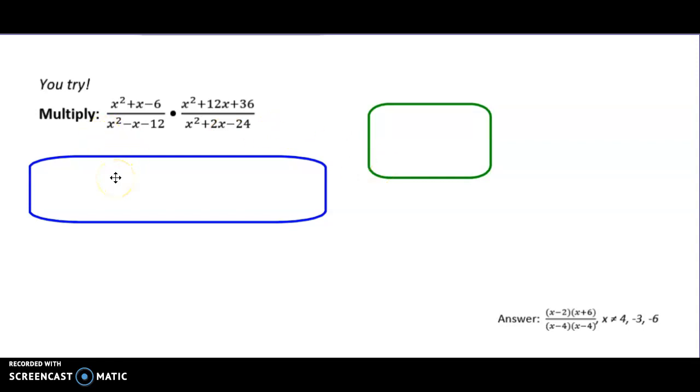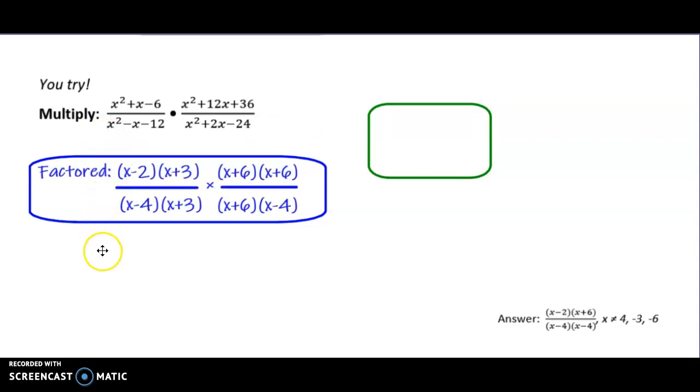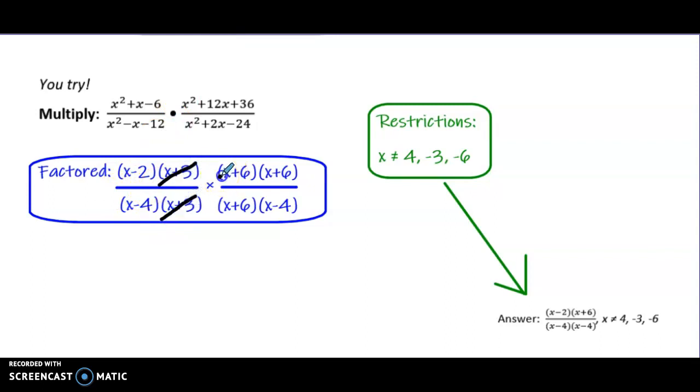When I factor all parts, here are my solutions. With those as my solutions, my restrictions are +4, -3, -6, and +4 again, so we didn't need to write it twice. The things that should have canceled out are x plus 3 over x plus 3, x plus 6 over x plus 6, and that's all.